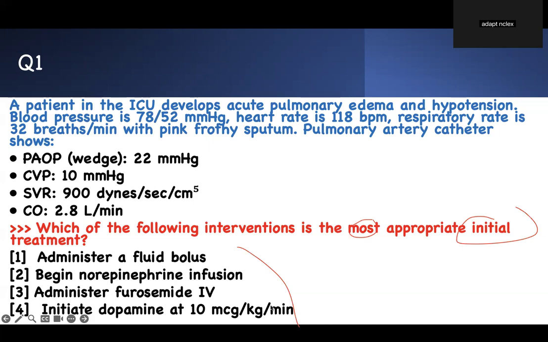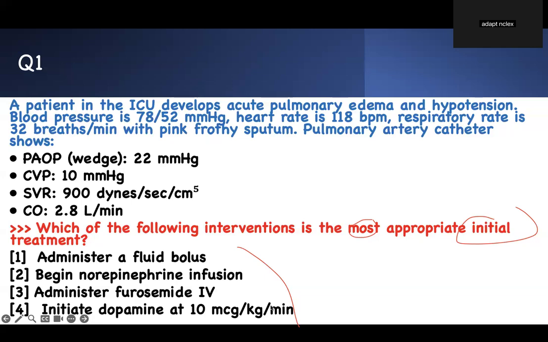Let's go to the question. Figure out what the question is asking you. I pick most appropriate and initial, but you got to make a diagnosis in your exams, in your board. Every question requires diagnosis, then treatment. How do you figure out? Look at the stem of the question.